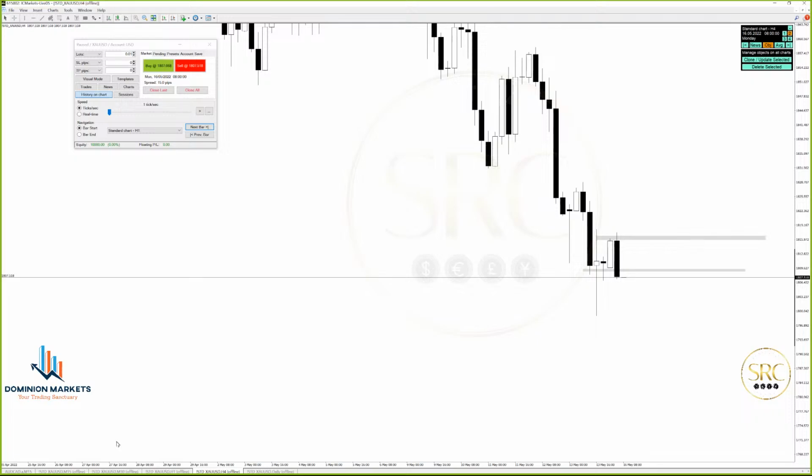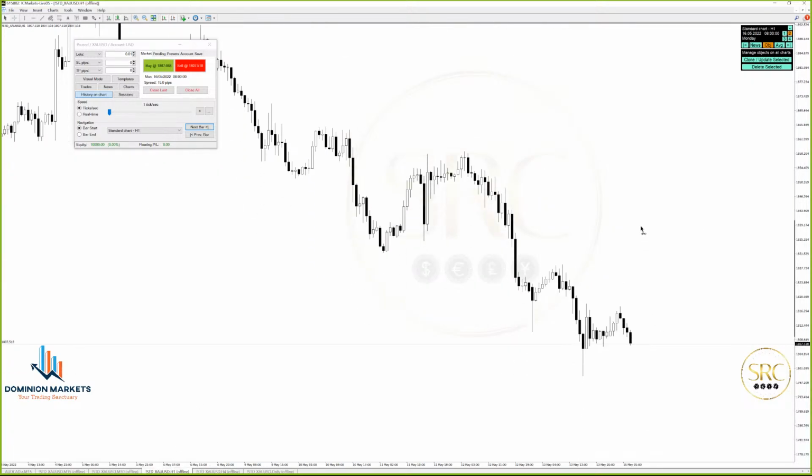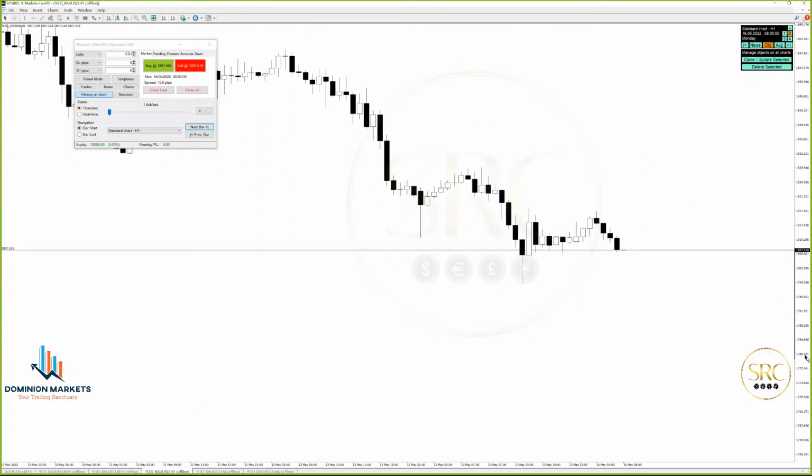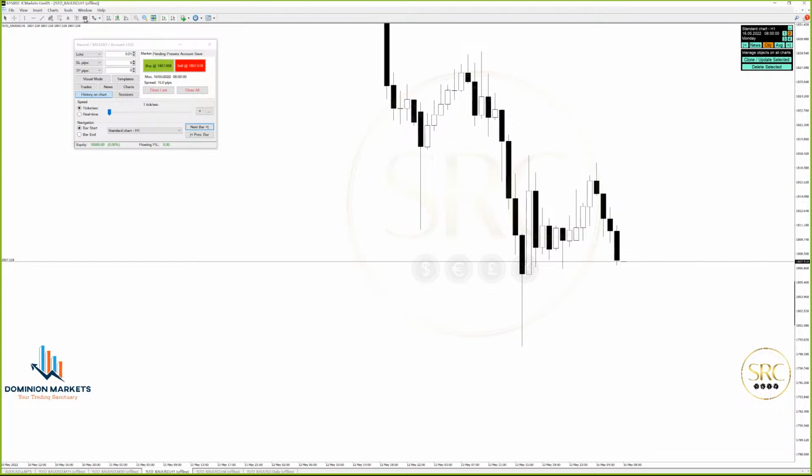Perfect. Let's take a look on the 1-hour time frame. Now, zooming in on the 1-hour time frame, this is what we can find. We can find that we're coming down perfectly, but we're also at some sort of a support area, and there is also some sort of a resistance area right here. Now, what are you going to do?